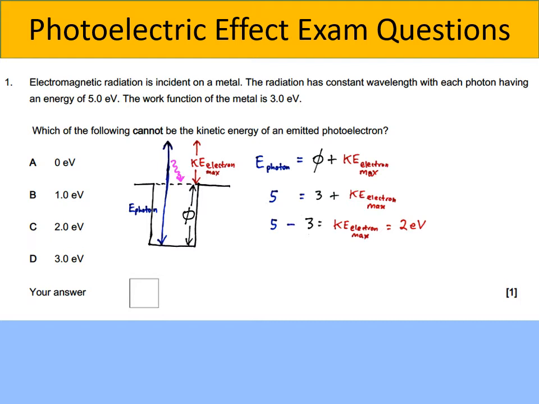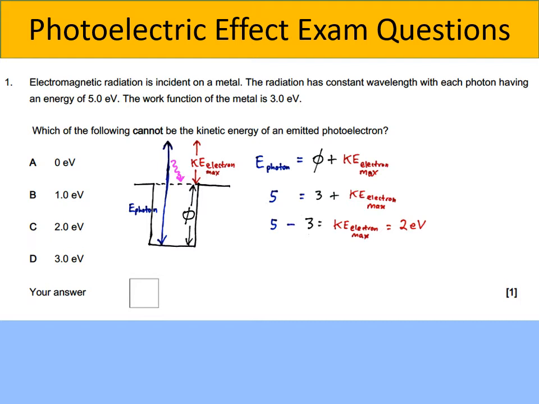So we can substitute in our values. We get 5 is equal to 3 plus the kinetic energy of the electron max. Subtract the 3 from 5, so we get 5 take away 3 is equal to the kinetic energy of the electron max, which is equal to 2 electron volts. So that is the maximum kinetic energy of the electron. That means that anything over 2 electron volts is not possible. Anything equal to or under 2 electron volts is possible.